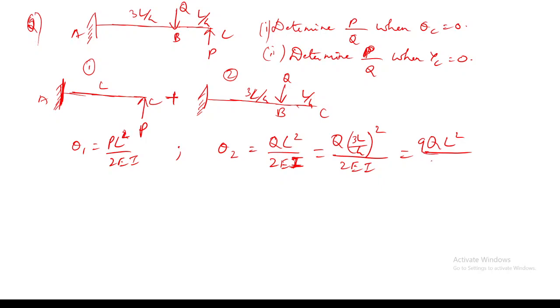9QL square divided by 32EI. Okay. So when I equate these two things, for example, if it deflects like this, one is in the anti-clockwise direction, and another one deflects like this, and this is in the clockwise direction. So it will be PL square by 2EI equating it to 9QL square divided by 32EI. And what will be the ratio of P by Q then? It will be 9 by 16.